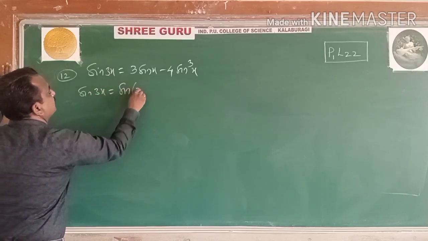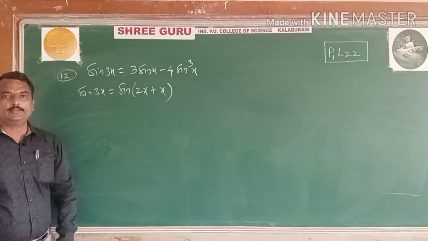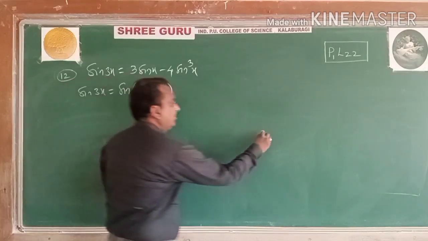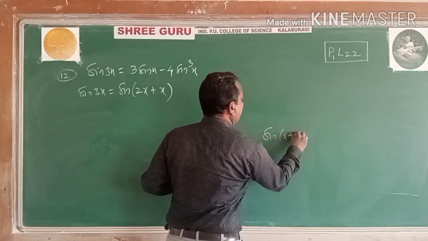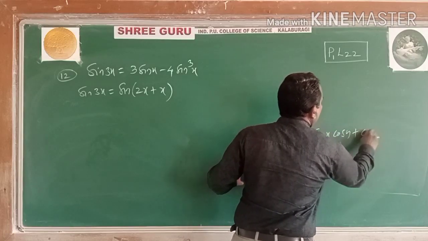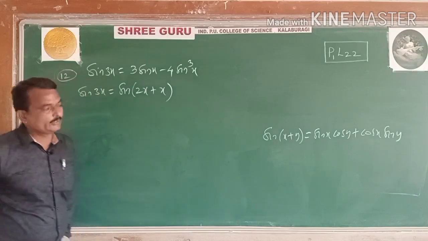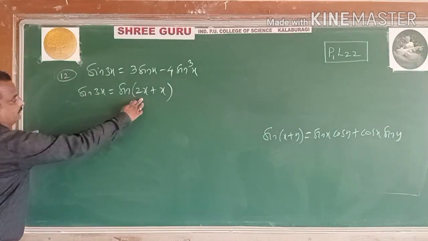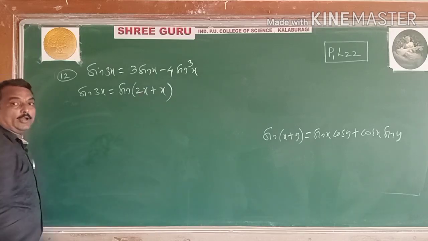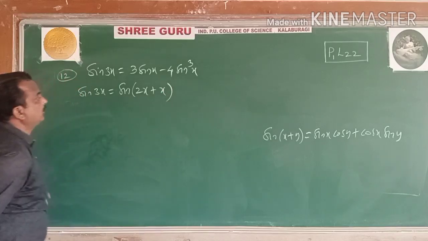Shall I write sin 3x as 2x plus x? Is it possible to write? Yes, it is possible to write 2x plus x. Now you know, students, what is sin of x plus y? Sin x into cos y plus cos x into sin of y. See this result here. What is 2x here? X it is, and x as y it is.